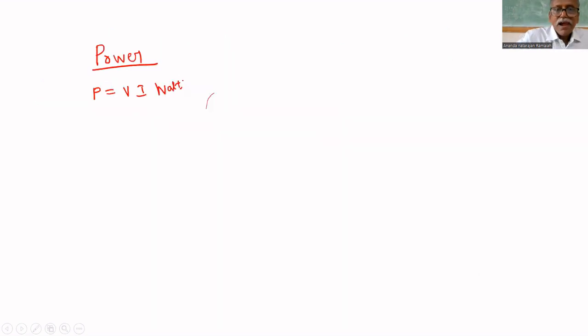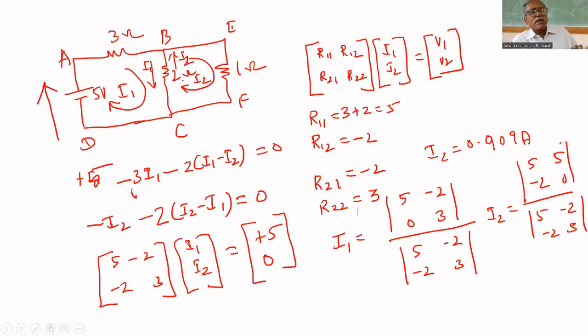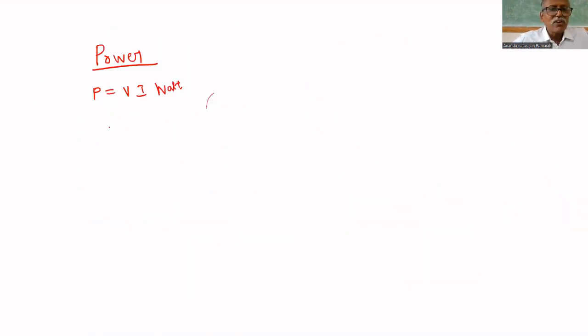How to find power dissipated? The same question, you have to find the power dissipated in the 1 ohm. What is the current through that? 0.909 amperes. That's what we found, but we do not know V. If you know the drop across the 3 ohm, we can find it. That is 1.36 multiplied by 3. If you subtract from 5, you will get the drop across the 3 ohm. The remaining is parallel, so both have the same voltage. So V we have to find.